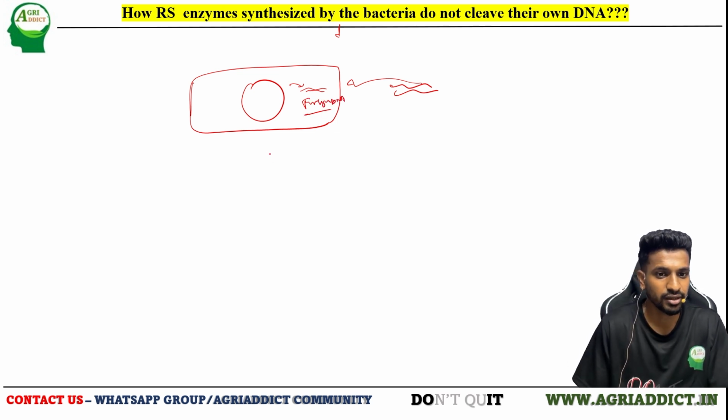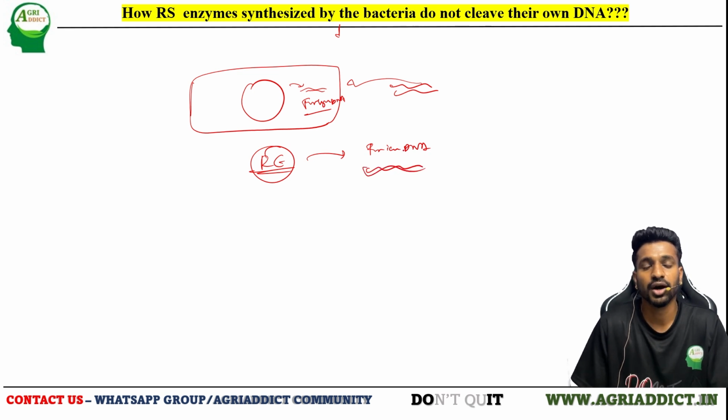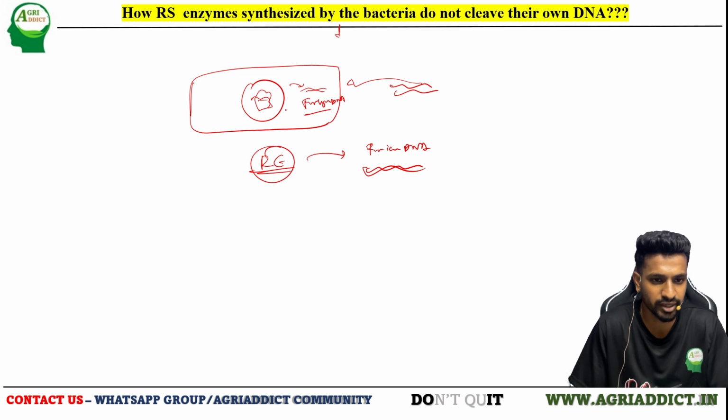What is the question? How are the restriction enzymes able to recognize a certain stretch of DNA as foreign DNA? For example, this is a nucleoid and within that genetic material is present and proteins are produced by this, and for example these are the restriction enzymes which are produced. How will these restriction enzymes know that this is foreign DNA and this is the bacterial DNA? How will it differentiate between the foreign DNA and its own DNA?